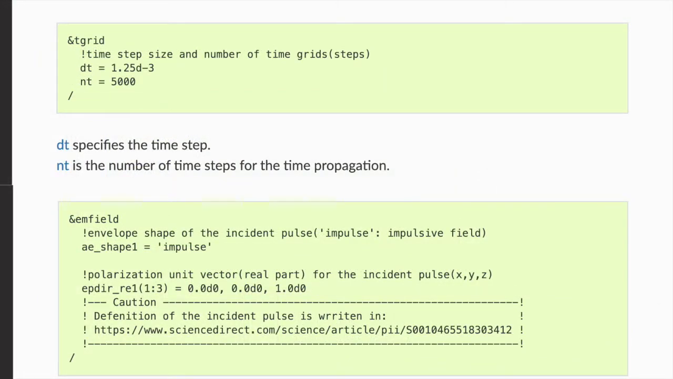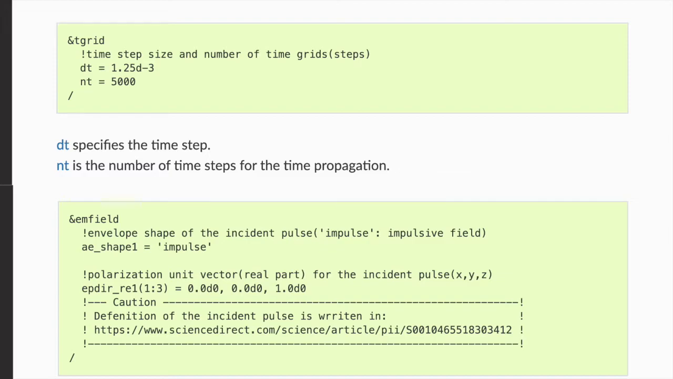The namelist T-grid specifies content related to time increments. dt specifies the time interval for calculating the time evolution of the wave function. Here, the time interval is 1.25 times 10 to the minus 3 fs. The unit is femtosecond, which is equal to 1.25 attoseconds.